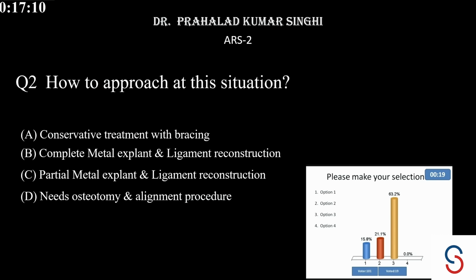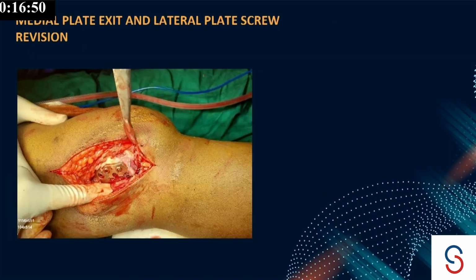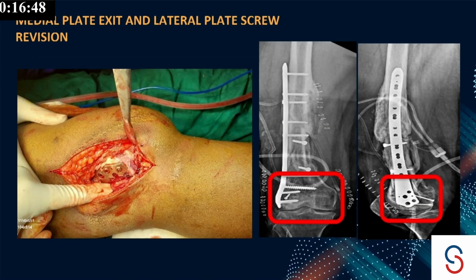I think the majority of us are of the opinion that we will do a partial metal exit and do a ligament reconstruction procedure. I was also thinking on the same page. So these are the tunnels. This is the space we need for our ligament reconstruction. So I planned to do a partial metal exit for him.